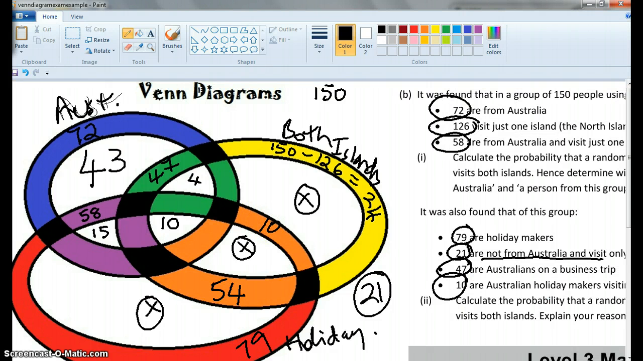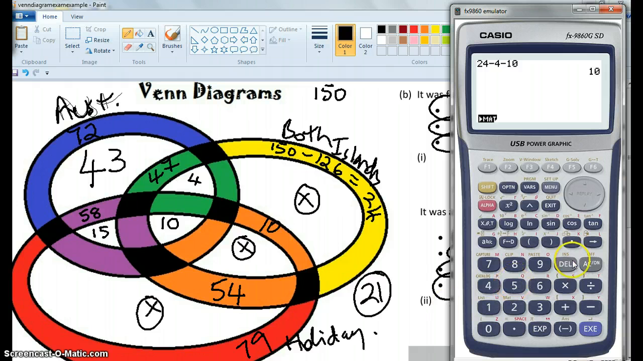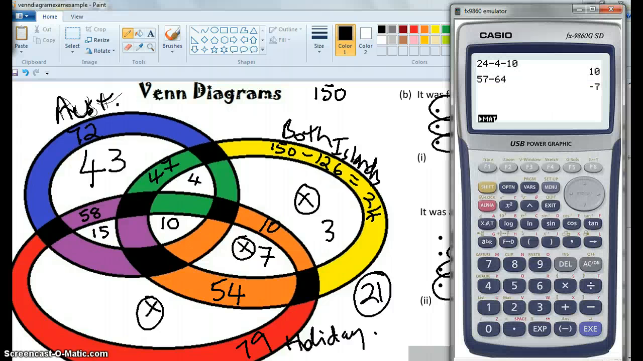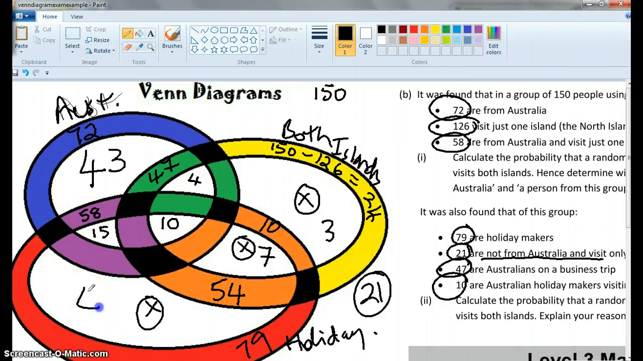But remember those three had to add to 57. So if we go 57 minus our 64, the 54 plus the 10, we get 7. So the 7 is counted twice here. So then that would become 3, 7 and 3 is 10, and here we've got 54 minus 7, and that's 47 here. So what is the answer?